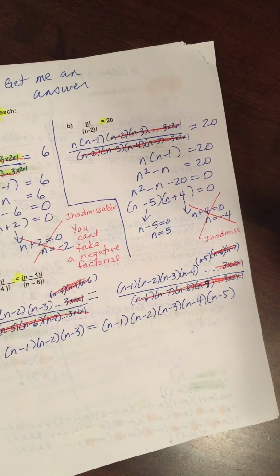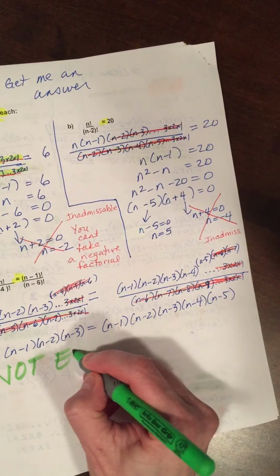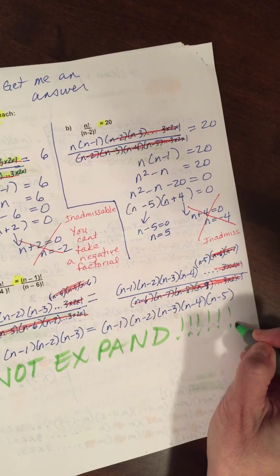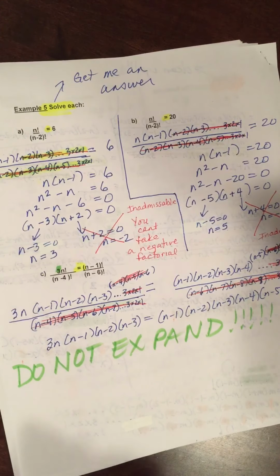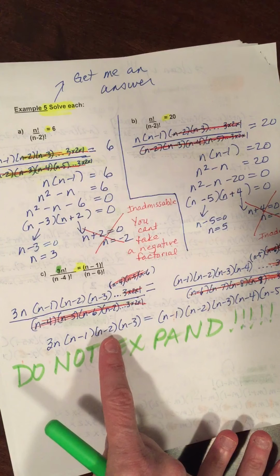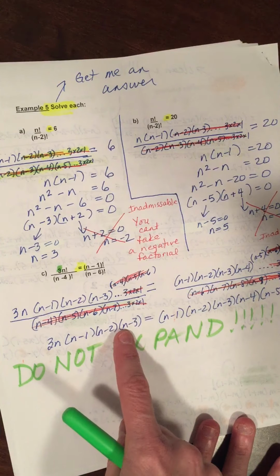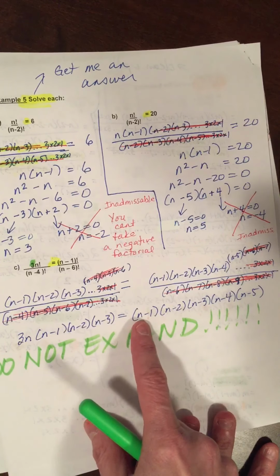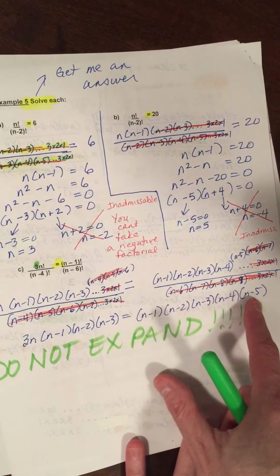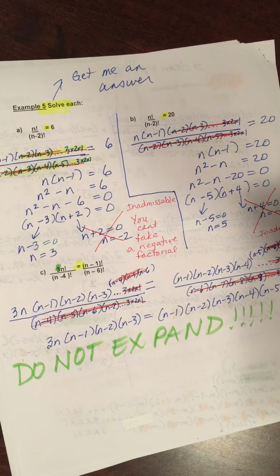Well, I'm going to want you to put this very loud and proud in your notes. Do not expand. These are too big to expand, guys. If you started expanding, you would have a quartic, right? n times n is n squared, times n is n cubed, times n is n to the 4. And you'd have a quintic on the right. n squared, n cubed, n to the 4, n to the 5. You don't want that.